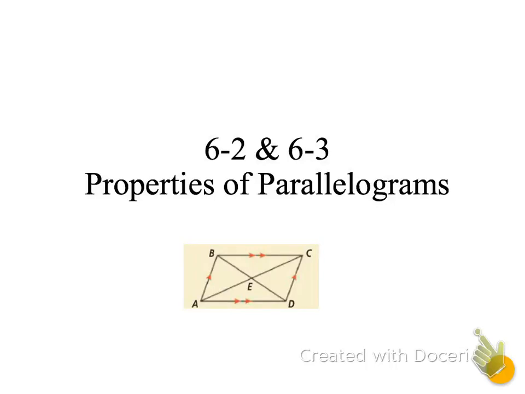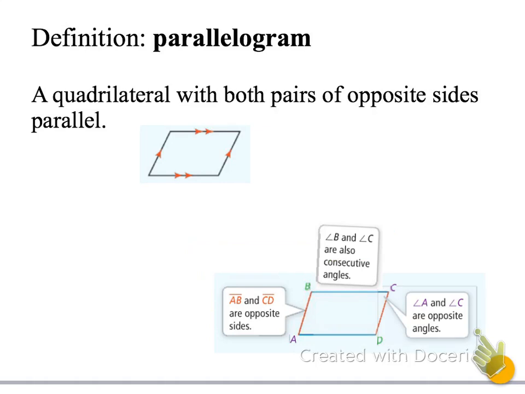So 6263 is going to be properties of parallelograms. A parallelogram is going to look like these. Okay, so the definition of a parallelogram: a quadrilateral with both pairs of opposite sides being parallel. You can see that this one is parallel to this one, and this one is parallel to this one, so they should never intersect.